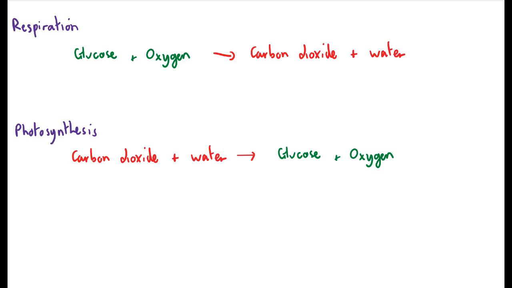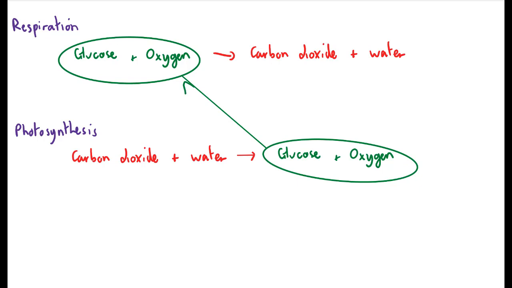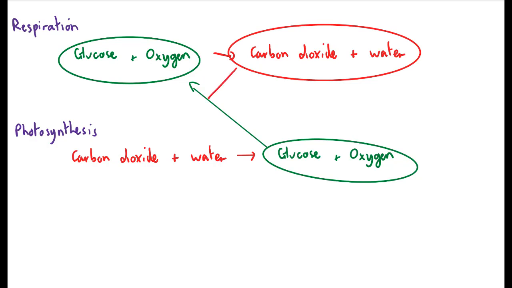So hopefully you were able to get these. The equation for respiration is glucose plus oxygen, which reacts to form carbon dioxide and water, whereas photosynthesis is when carbon dioxide and water combine to form glucose and oxygen. And what you'll notice is that the glucose and oxygen produced in photosynthesis can get used in respiration. And likewise, the carbon dioxide and water produced in respiration can get used in photosynthesis.